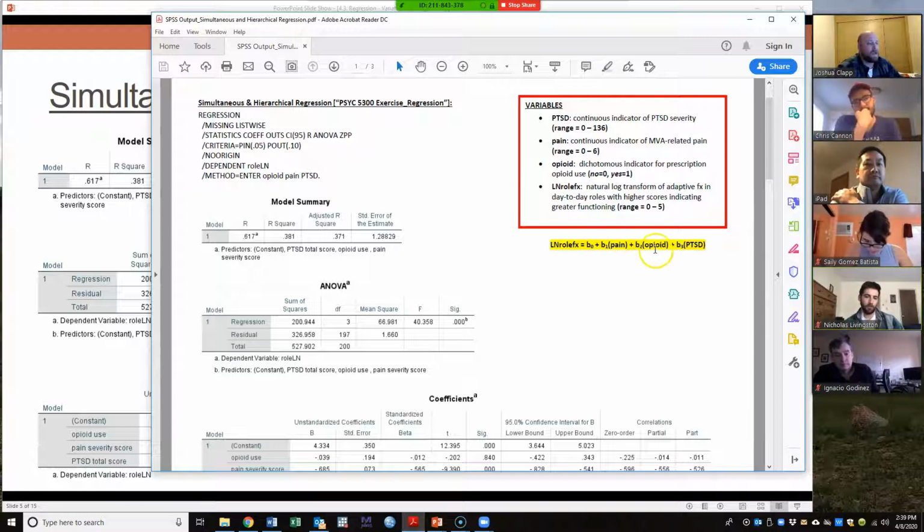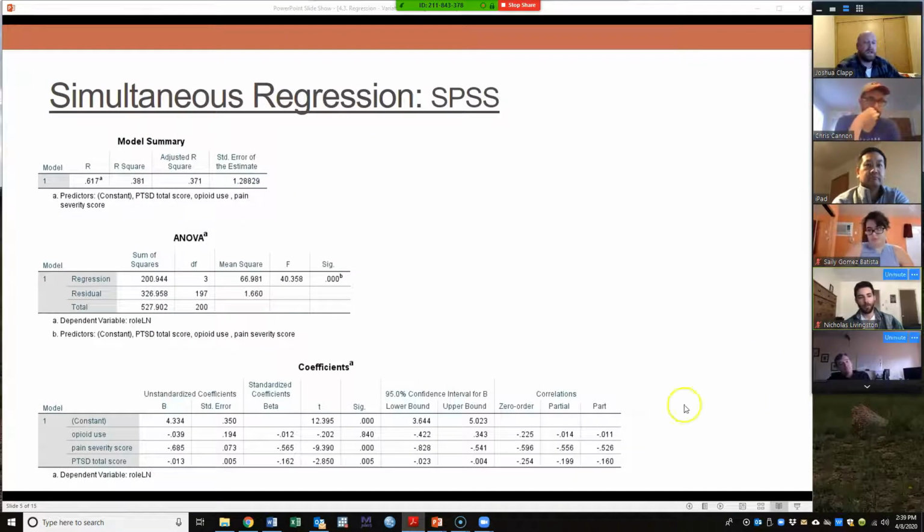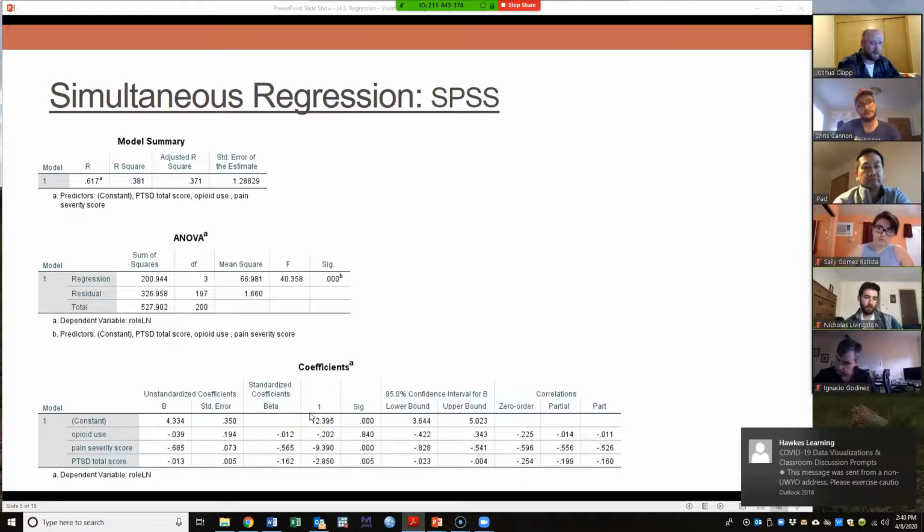If I put in zero for pain, zero for opiate use, zero for PTSD, all that gets taken away. Only thing that's left over is just this constant, right? And so my constant is telling me my expected value of the natural log of role functioning when everything else is held constant at zero, okay? And then this test here is just saying, is my estimate of my coefficient different than zero? Yeah, very clearly it is, but this isn't often something we're too concerned about in our research, although it can come up as important, and we'll go through examples.